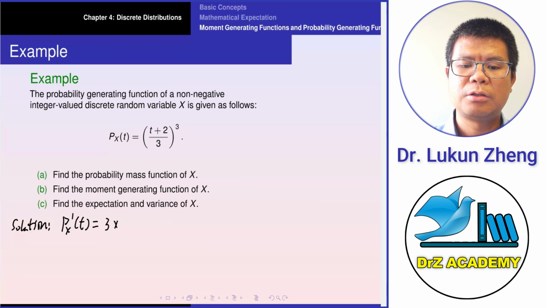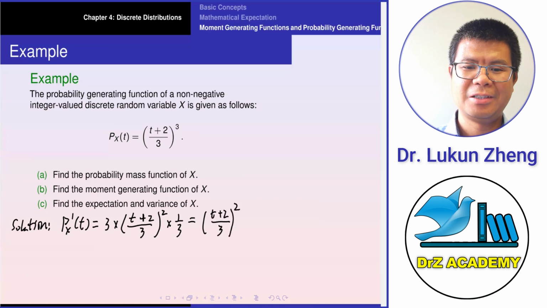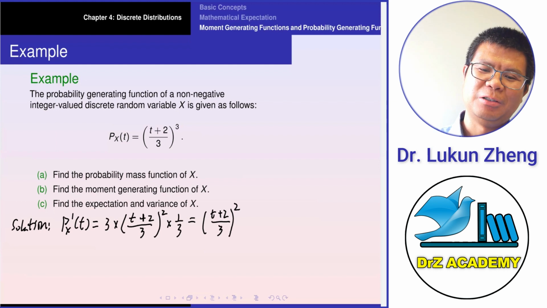T plus 2 over 3 raised to power 2 and times 1/3. Yes, so chain rule. Okay, so it's going to be simply what? T plus 2 over 3 square. Yes, so that's the first derivative.